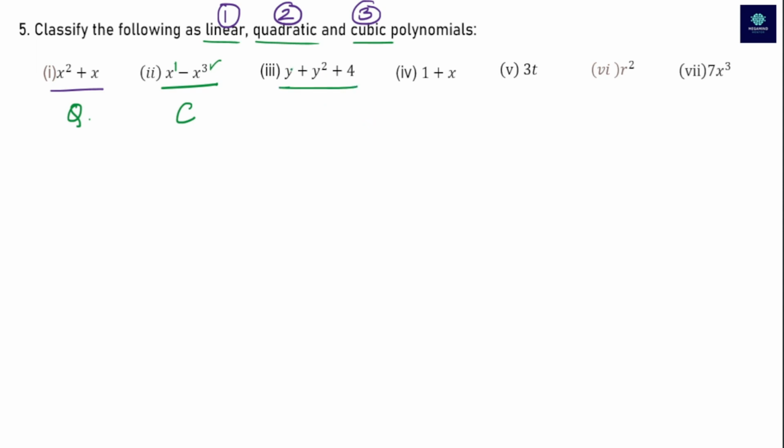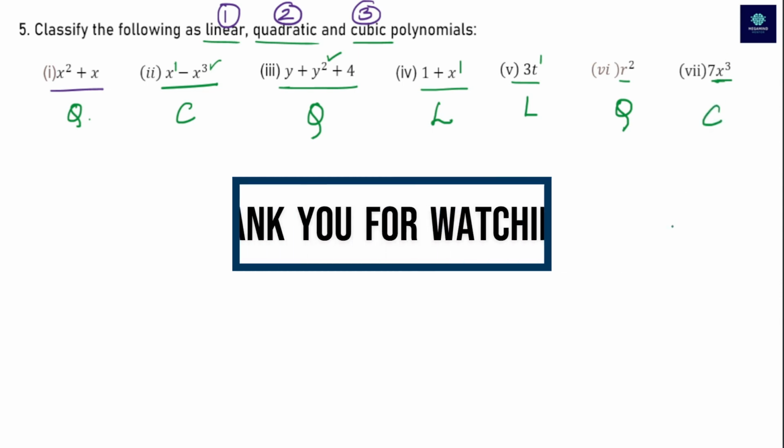Third one, highest power of y is 2. So it is quadratic. In the next one, highest power of x is 1. So it is linear. Question number 5, highest power of t is 1. So it is again linear. Highest power of r is 2. So it is quadratic. And highest power of x is 3, so it is cubic.